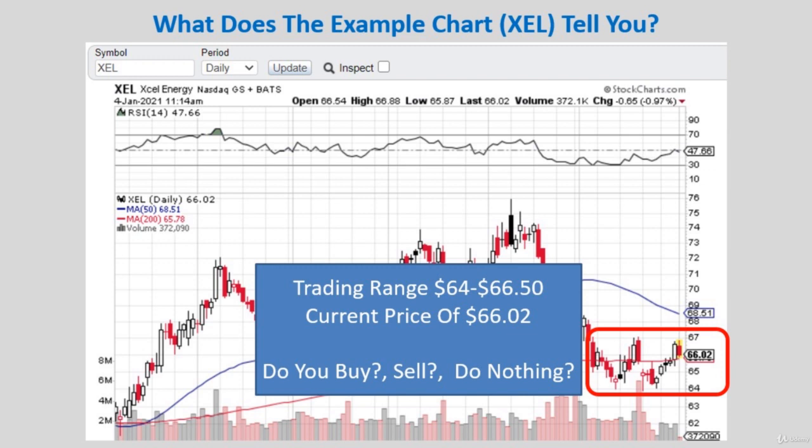And the current price there on the right, that'll be highlighted in black when you look at a price chart, by the way. It'll say 66.02 is the current trading price. Now, do you buy? Do you sell? Do you do nothing? Well, that's what we'll learn about in the course. But if you think about it common sense wise, you could say, well, if I'm in this trading range of $64 to $66.50, and right now I'm at 66.02, there's not a lot of room to go up. In fact, there might be more downside risk than upside gain. So that might be one way you can look at it as well.